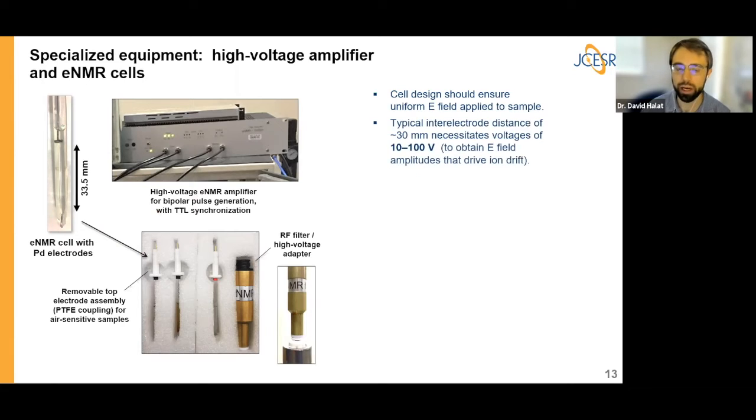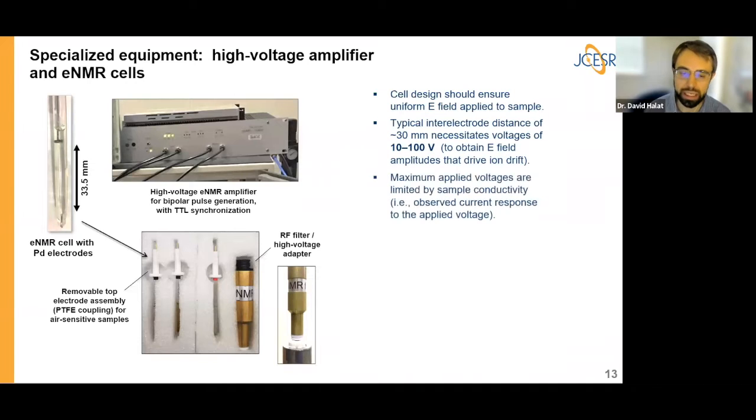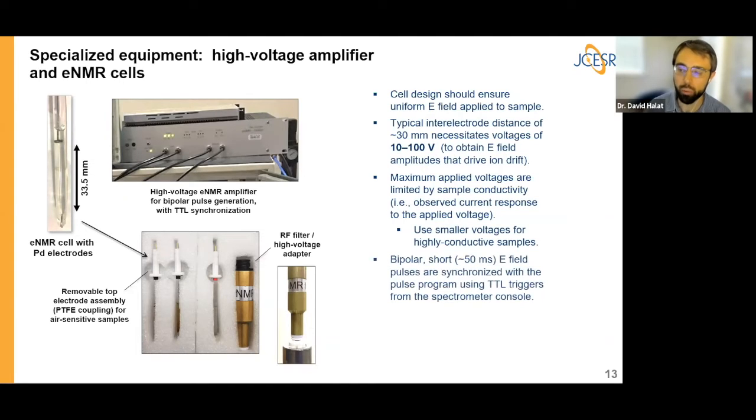Of course, we need to apply rather large voltages of up to or sometimes in excess of 100 volts to drive ion migration, especially in samples that are not very ionically conductive. And what we don't want to do is apply a higher voltage than we need and cause sample heating or degradation. So the maximum voltage is typically dictated by how conductive the sample is. In any case, the electric field pulses that we use are relatively short, and we wait a very long period of time, typically a minute or longer between application of these pulses.